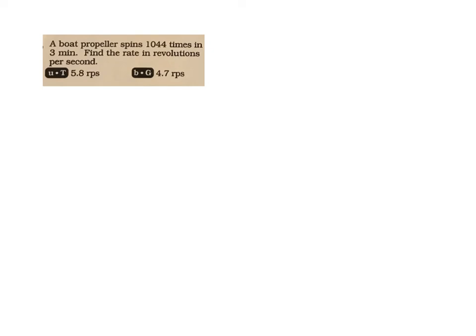Okay, in example two, now we're talking about a boat propeller spinning 1,044 times in 3 minutes. We're going to find the rate in revolutions per second. So we got to be a little bit careful with this one because we're not comparing times per minute. We want revolutions per second. So in the first situation, so we have situation number one, and we have situation number two. Okay, so we have two situations happening.